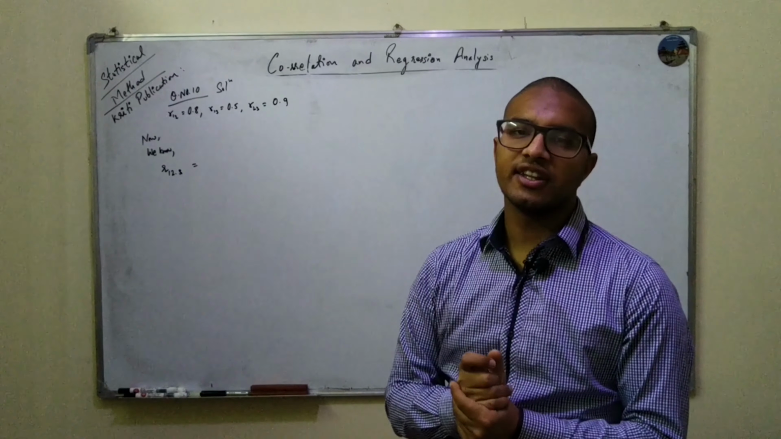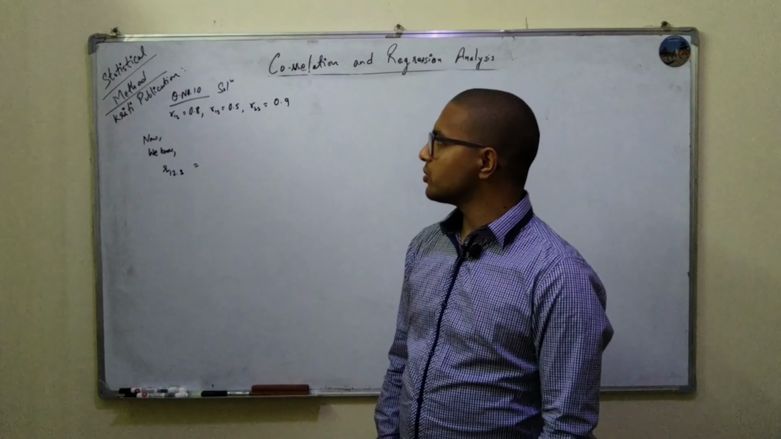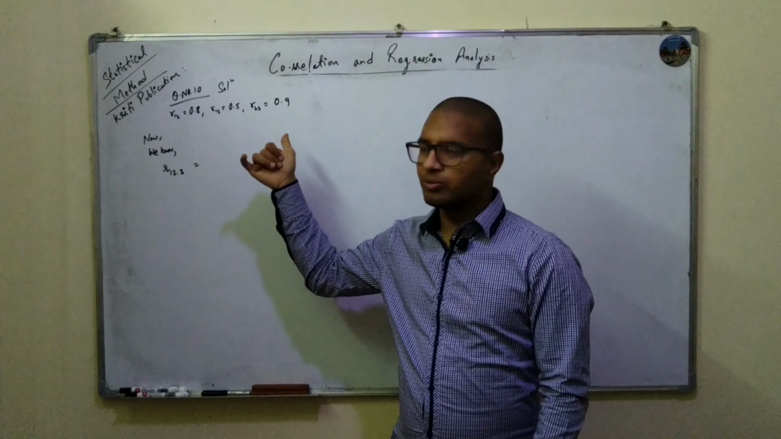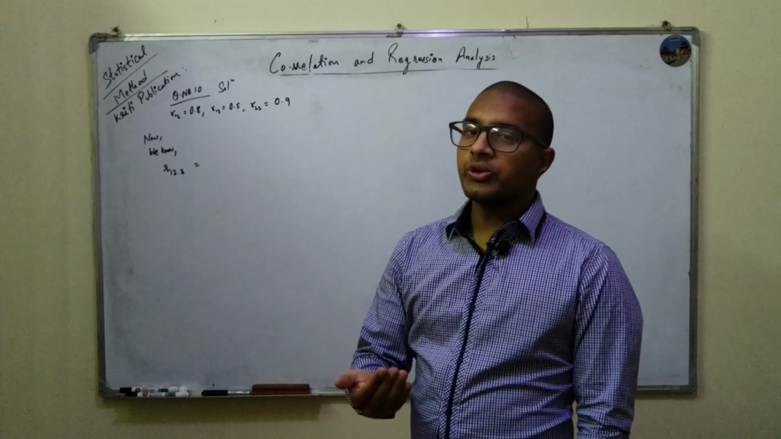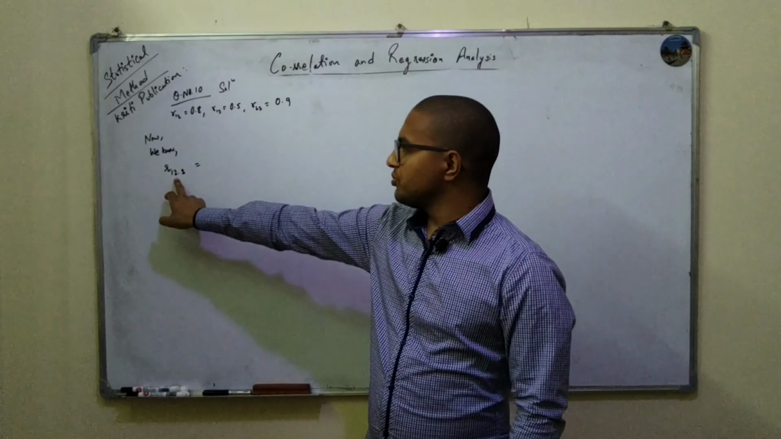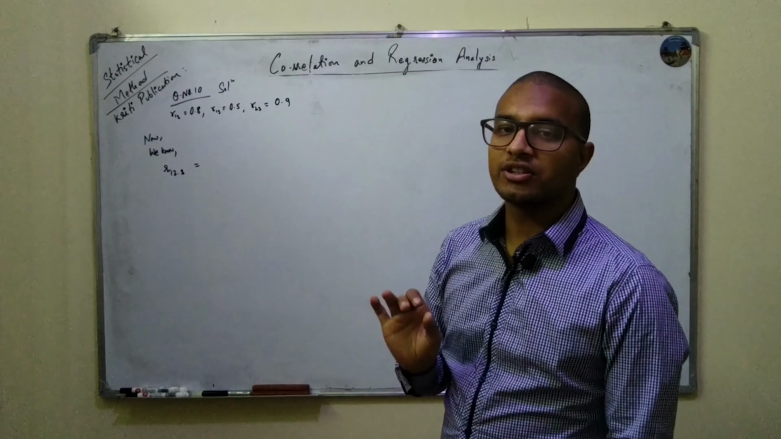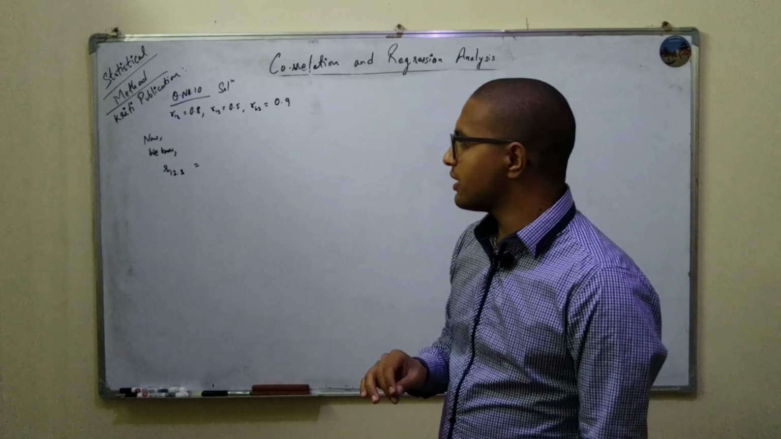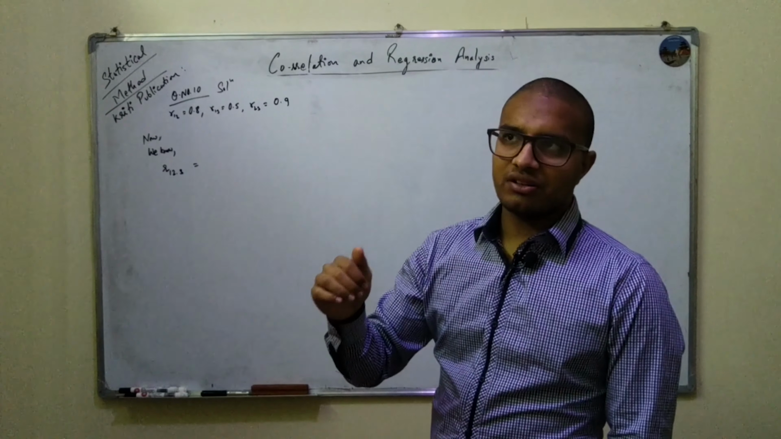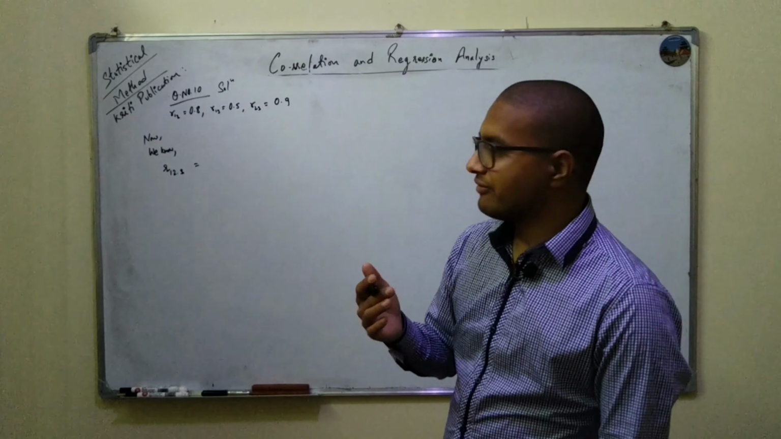We just need to calculate the partial correlation. So R12 is 0.8, R13 is 0.5, R23 is 0.9. R12.3 means that 2 is the independent variable, 1 is the dependent variable, and the third variable is kept constant. That is partial correlation: the other variables are kept constant and the effect of the independent variable on the dependent variable is measured.